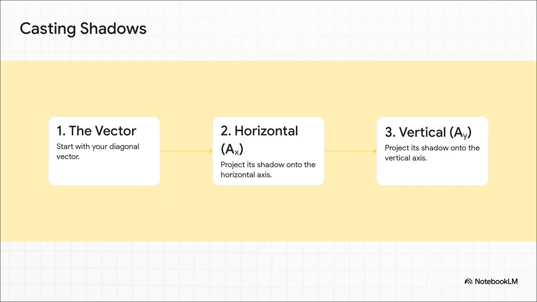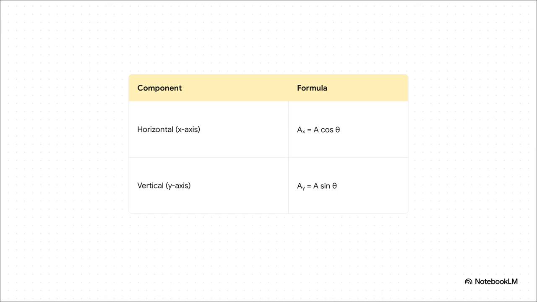Think of it like casting shadows. You've got your main diagonal vector. Now, if you shine a really bright light straight down from the ceiling, the shadow it makes on the floor, that's its horizontal component. We call it A sub x. Then, if you shine a light from the side, the shadow it casts on the wall is its vertical component, or A sub y.